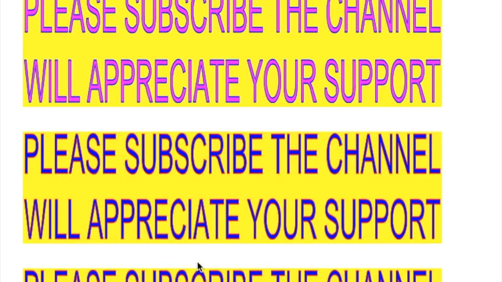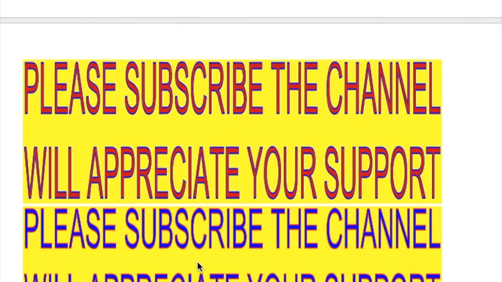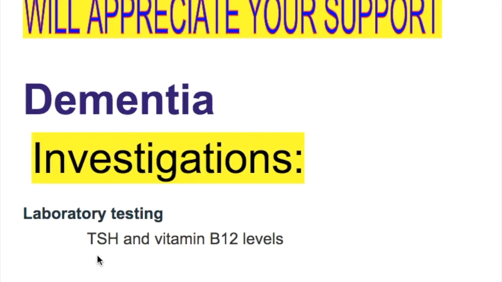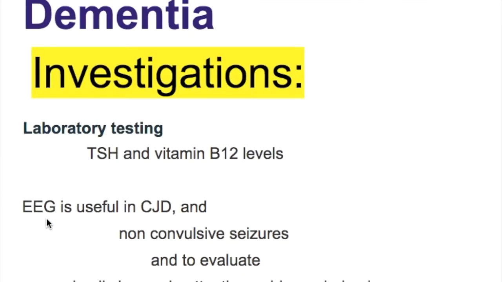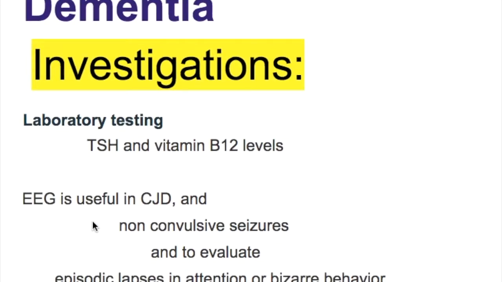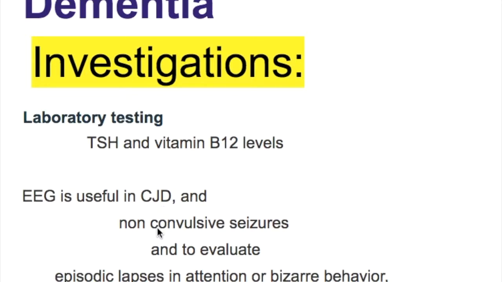In this video, we'll discuss lab investigations of dementia. In dementia, thyroid stimulating hormone testing and vitamin B12 testing is done routinely. What about EEG? EEG is useful in Creutzfeldt-Jakob disease and non-convulsive seizure disorders and to evaluate episodic lapses in attention or bizarre behavior disorders like delirium, where it shows slow wave pattern.